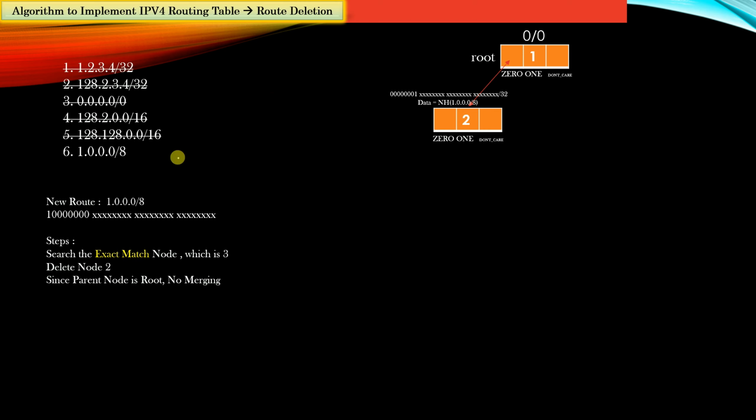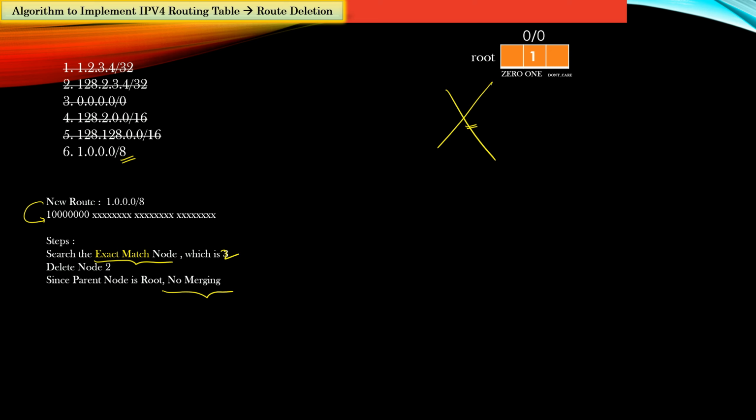Now let us delete the final route. Compute the effective prefix of this route and trigger the exact match route search algorithm, which is going to give you node number 2. So delete node number 2, and since the parent is a root, there is no need to execute any merging algorithm, and the final mTry data structure would be the following. So we arrive at the same place from where we began. Our root node enters into the initialize state again. So this completes the deletion of all the routes from this mTry data structure.